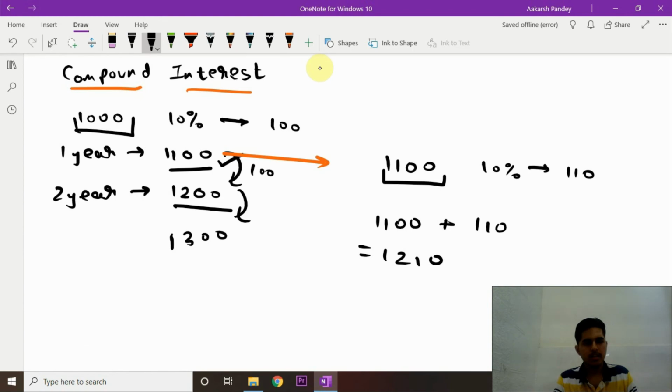Here I was getting only 1,200, but in this new account, which is actually using the basis of compound interest, I am getting $1,210. This extra $10 is what we are looking for. When you look at a bigger scale, if you keep your money for 10 years or 20 years, this $10 will be so enormous, so huge that you'll be baffled to see this.